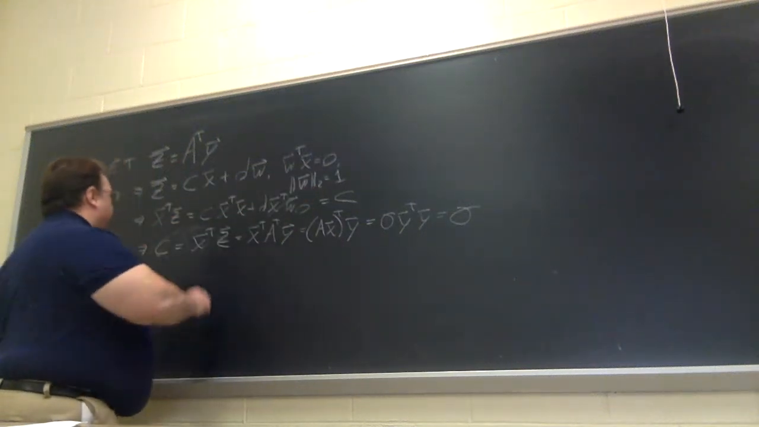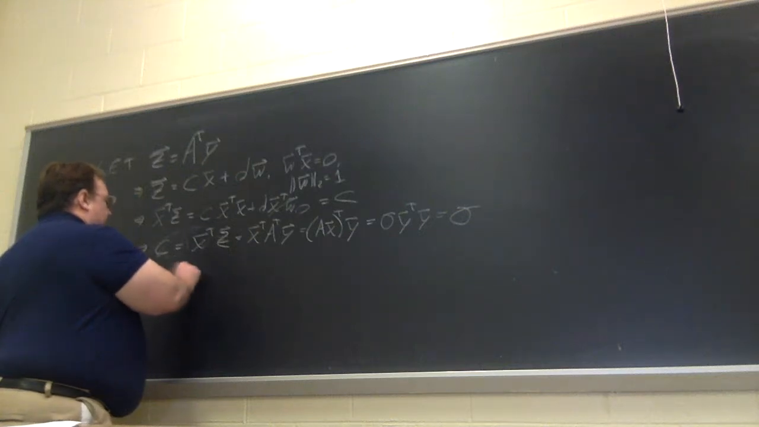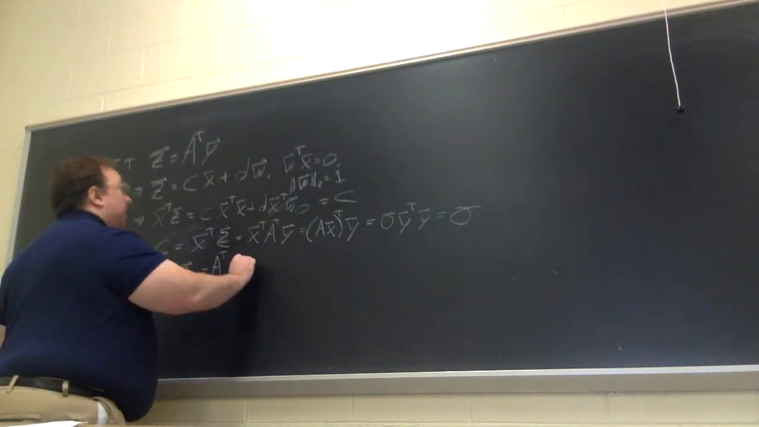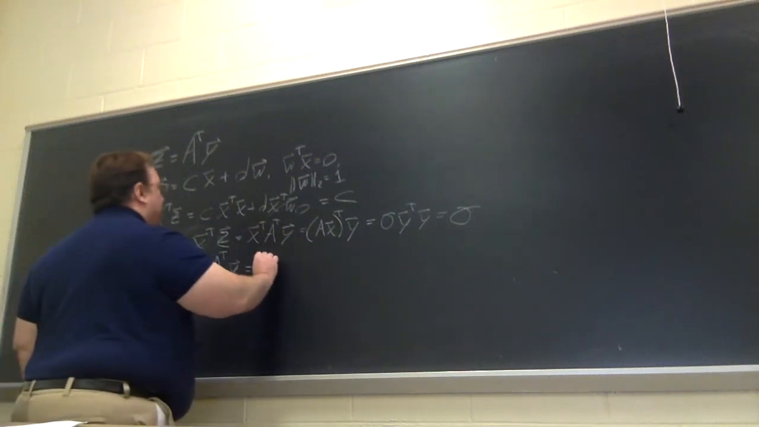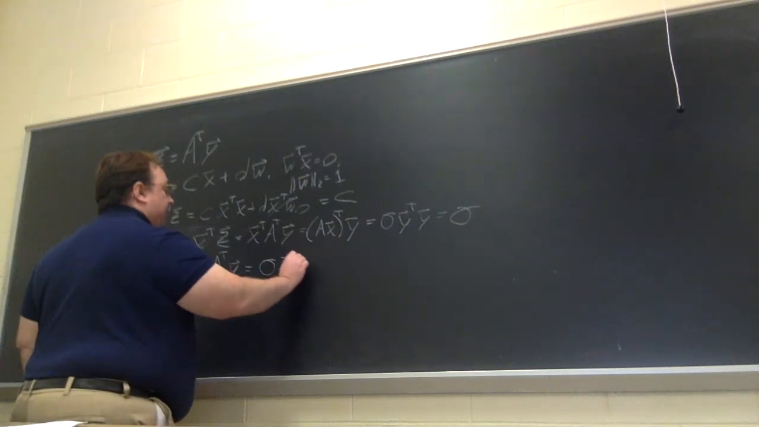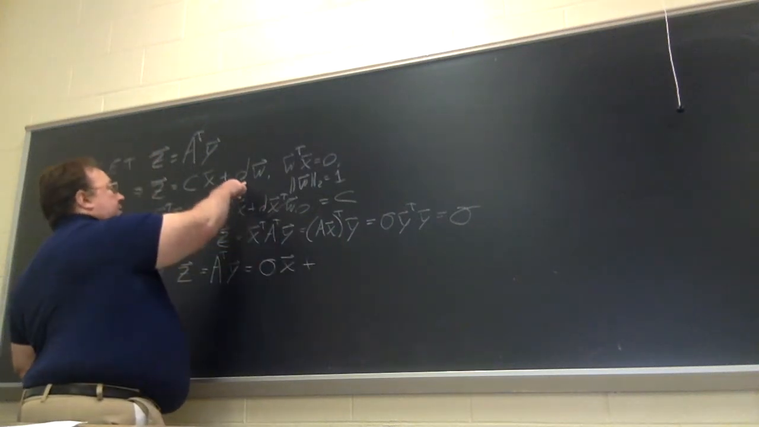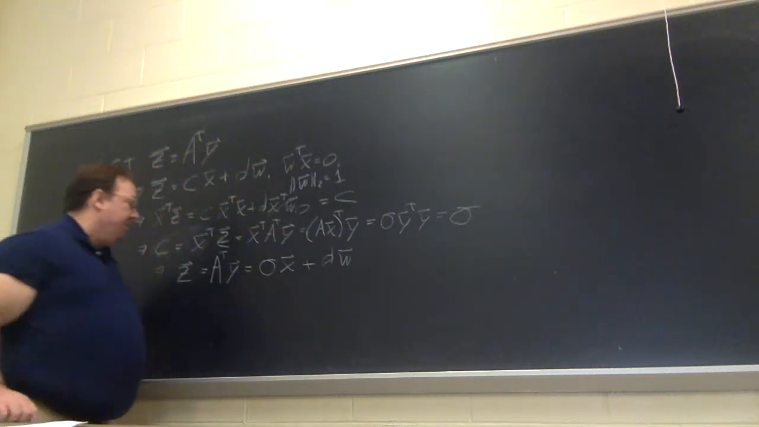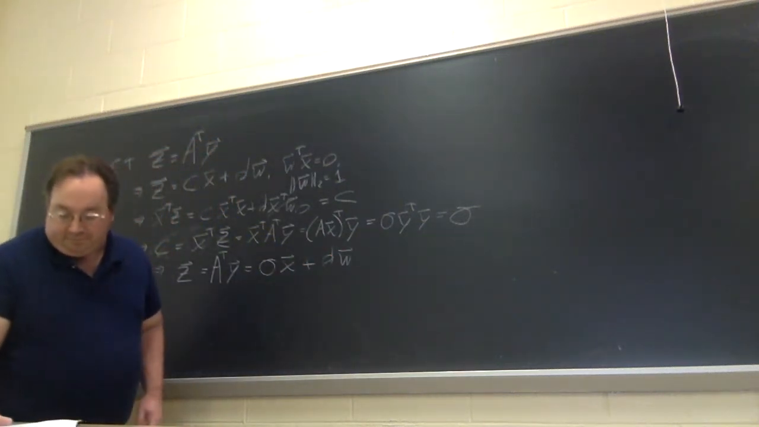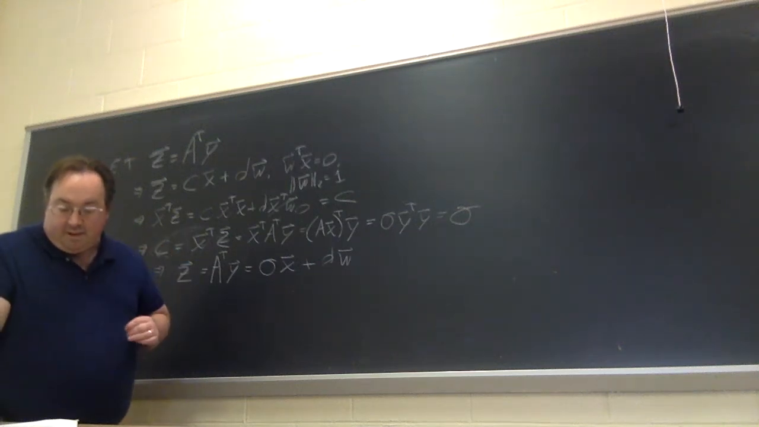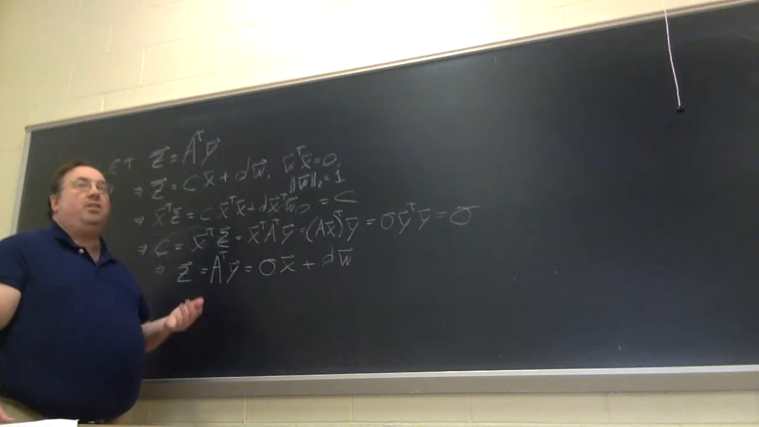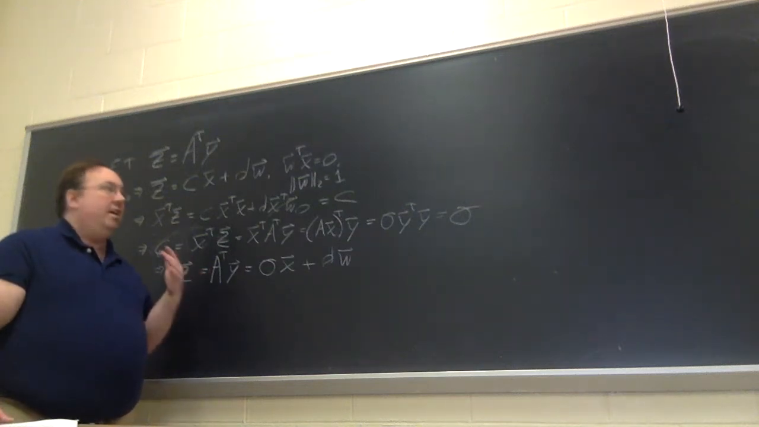So now I can say that Z, which is A transpose Y, is equal to sigma X plus this other term here, D times W. Now, X and W, as I mentioned, are orthogonal to one another. And here's how that's helpful.